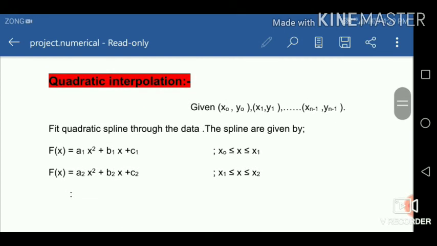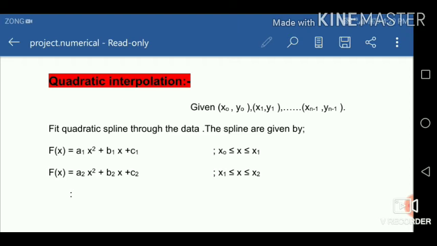Now I will discuss quadratic spline interpolation. Given data points x0, y0, x1, y1, up to xn, yn, fit quadratic splines through the data. The splines are given by f(x) = a1 x² + b1 x + c1 on the interval x0 ≤ x ≤ x1.